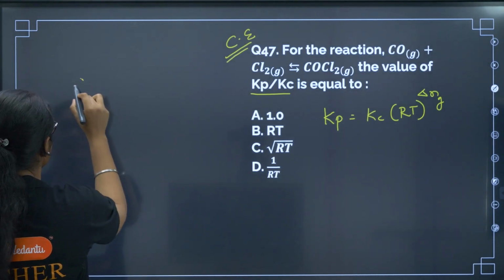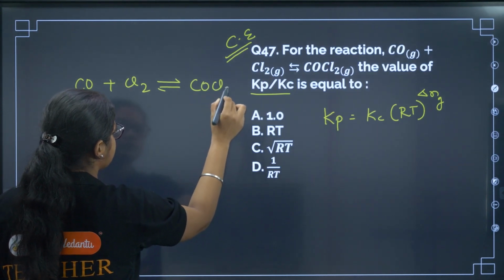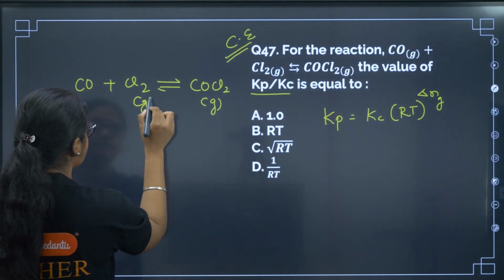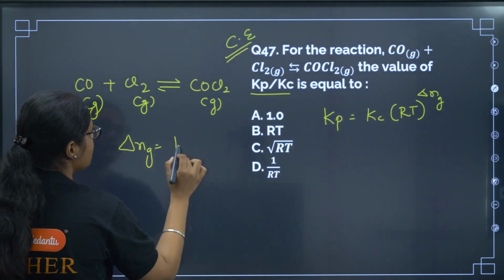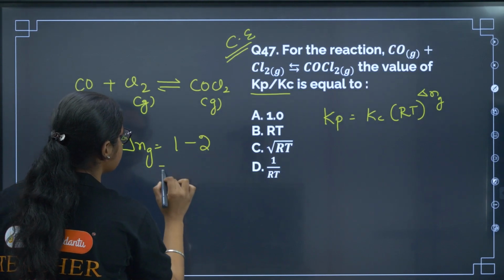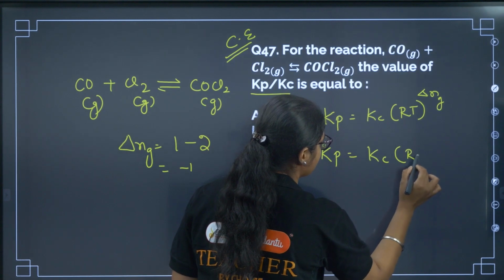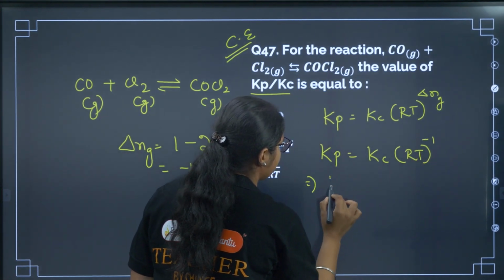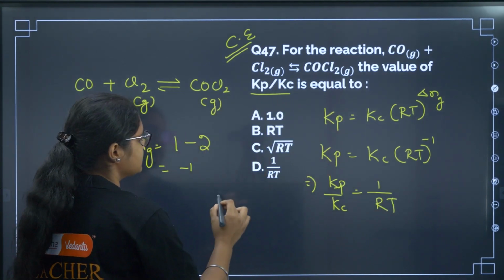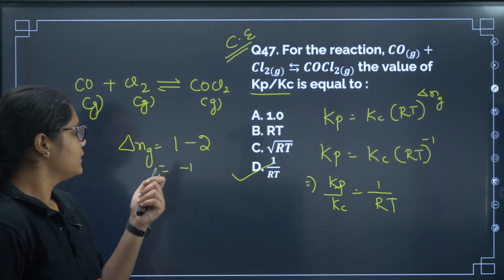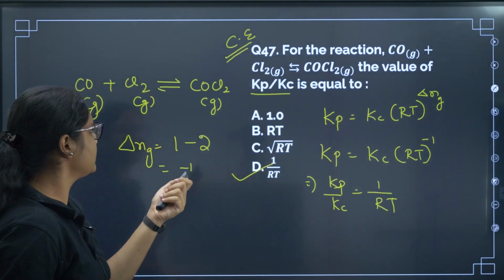So if you see, the reaction is like this. CO plus Cl2 gives COCl2. This is gas, this is also gas and this is also gas. So what is delta ng? 1, right? Minus, this side it is 2. That is minus 1. So I can write Kp is equal to Kc RT to the power of minus 1. So I can write Kp by Kc is equal to 1 by RT. So the correct answer for this question will be option D. Okay. So this formula is one of the important basic formulas in chemical equilibrium. So you have to remember.